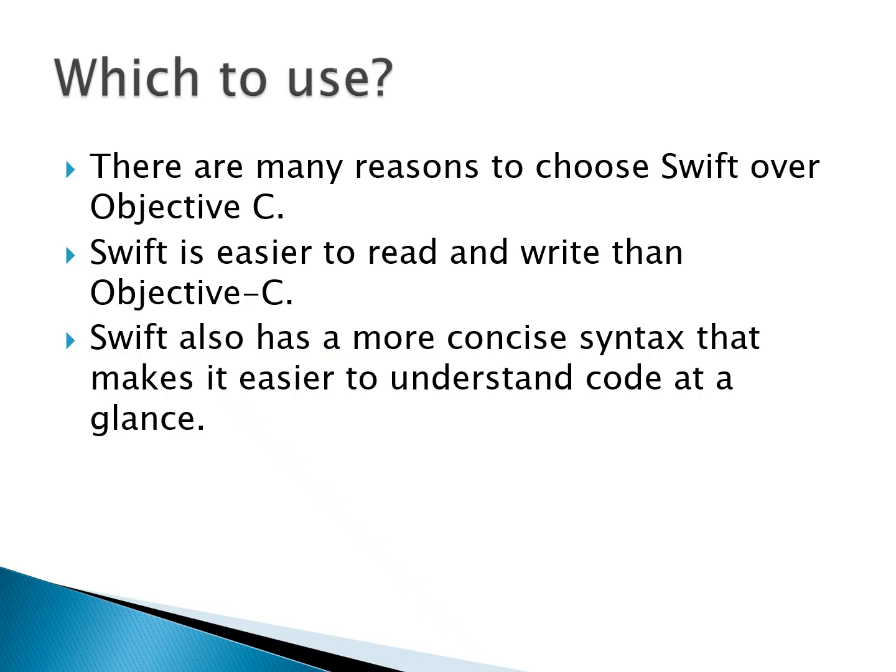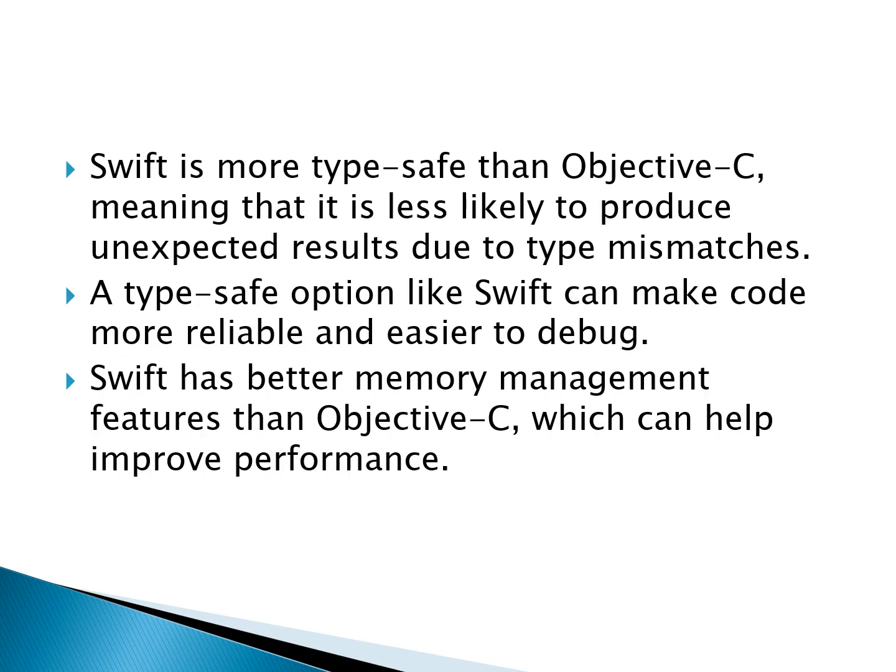Which to use? There are many reasons to use Swift, because Swift is easier to read and write. It has a more expressive syntax and makes the code easy for iOS developers to understand. Swift is safer than Objective-C. It is also less likely to produce unexpected results from mismatches. Swift can make code more reliable and easier to debug. For developers, it is easy to debug in Swift.